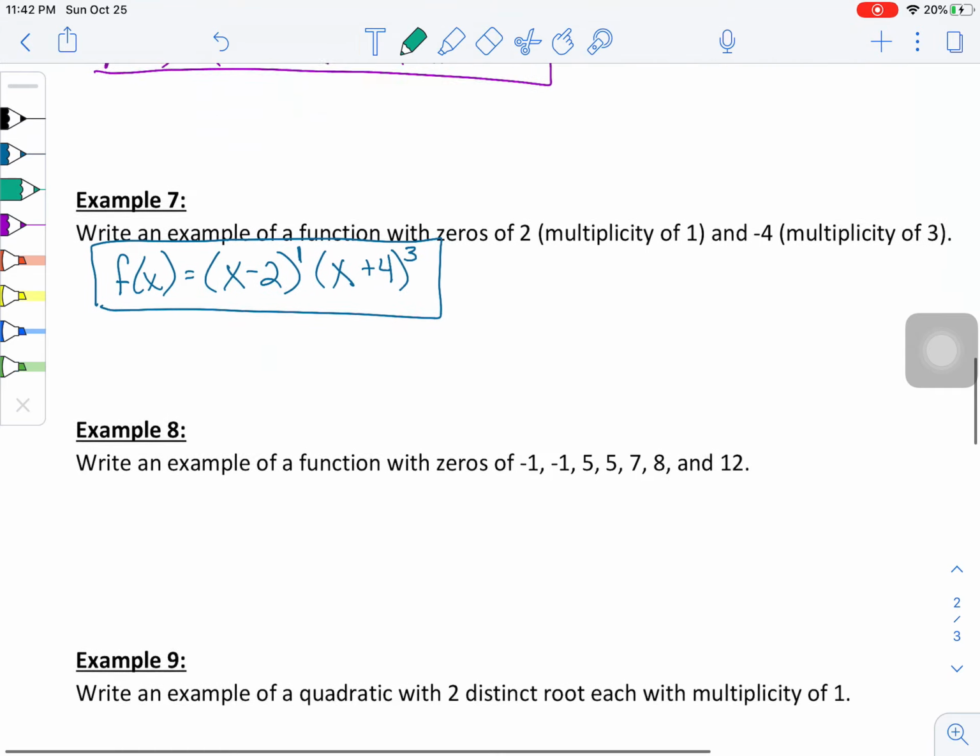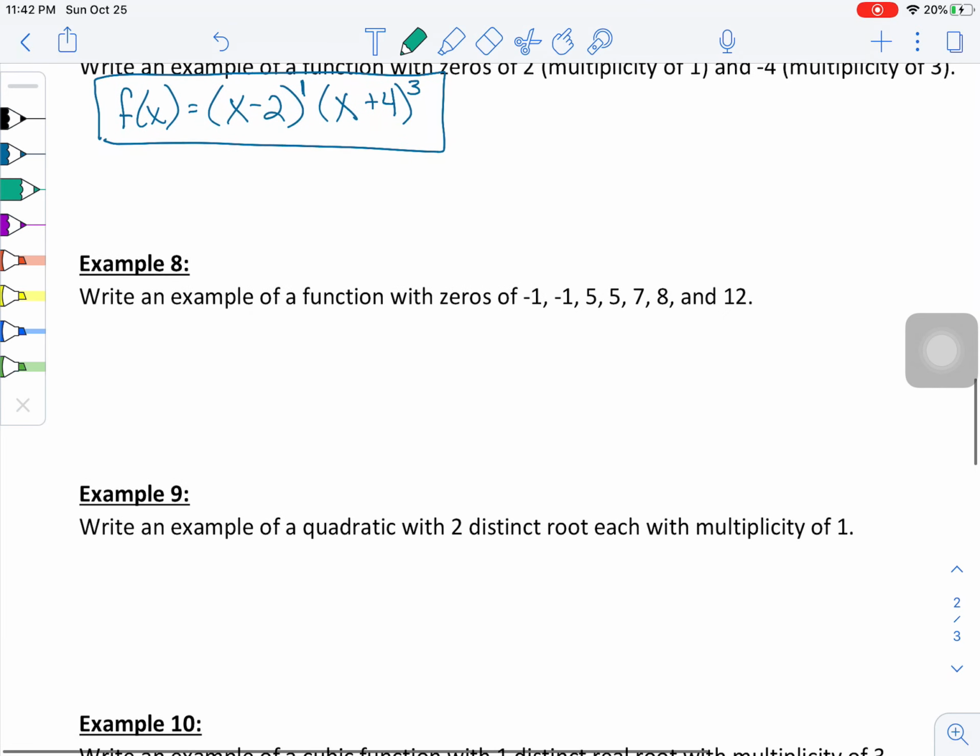All right. Example number 8 here, write an example of a function with zeros of -1, -1, 5, 5, 7, 8, and 12. So I'm not telling you what the multiplicity is, but you'll notice that some of these zeros are duplicates. So we've got two -1s and we have two 5s.